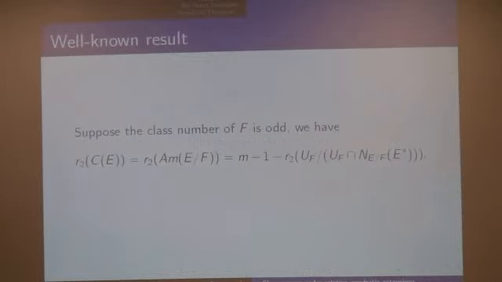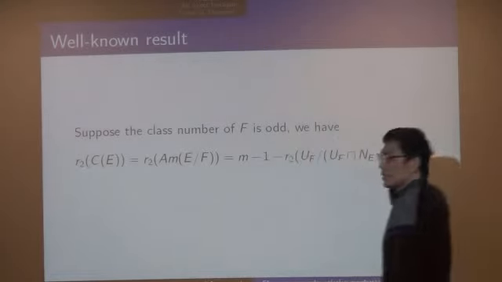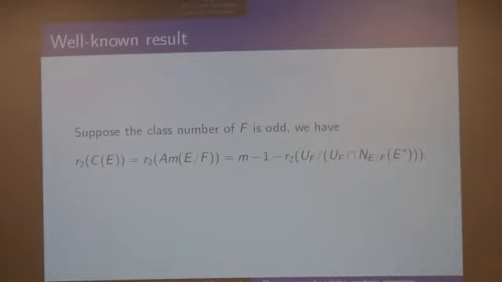Also, suppose the class group has odd order. We have the 2-rank of C_E equals the 2-rank of the ambiguous classes of E over F minus 1 minus the 2-rank of C_F, this formula. In this talk, we say this class group does not have odd order, so we use the formula for the S-class group, and we can generally use the formula.